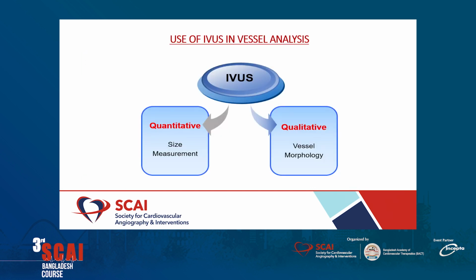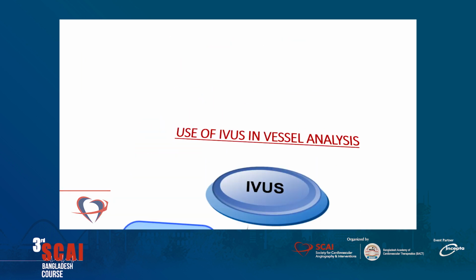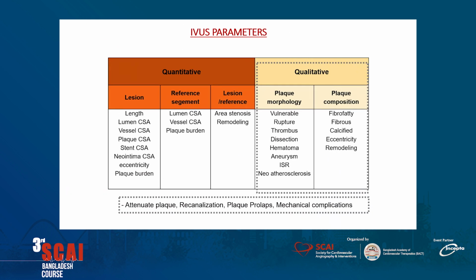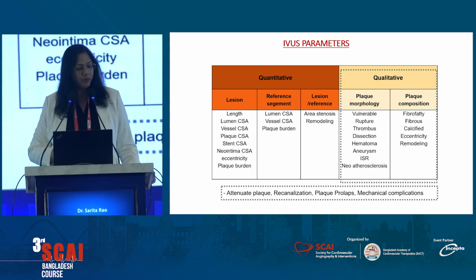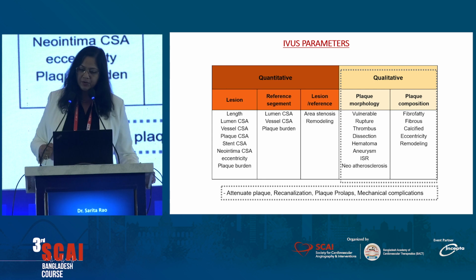So when we talk about the use of IVUS in vessel analysis, we talk about quantitative and qualitative. Quantitative, you want to look at the size, the measurements. Qualitative, you want to look at the morphology. So what is it that you want to look at in quantitative? The lesion length, the lumen, the vessel, the plaque, CSA, the neointima, the eccentricity. And when you look at the reference segment, again, you want to see what the CSA is there. So how exactly does this compare with that? And you want to look at what the area stenosis is there, so you can decide whether you actually want to intervene in this particular patient.